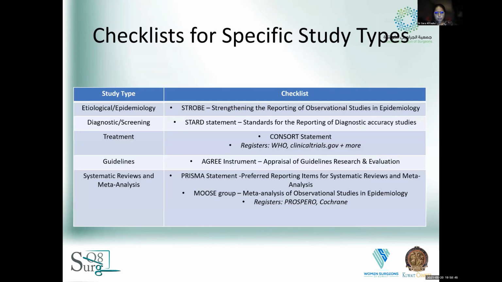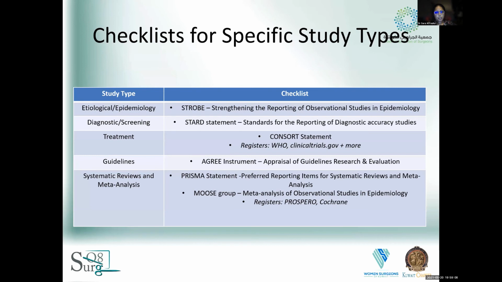So checklists for specific study types, I've listed them here, okay? You can have the slides for these if you think it's useful, but those lists are useful because if you are going to publish a study, a lot of the good journals will ask you to actually fill these checklists for your study. So if you did it from the beginning, then you're going to check all the right boxes.